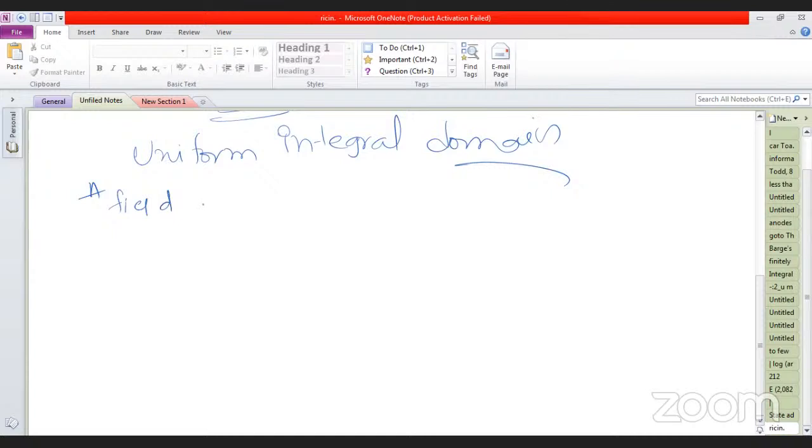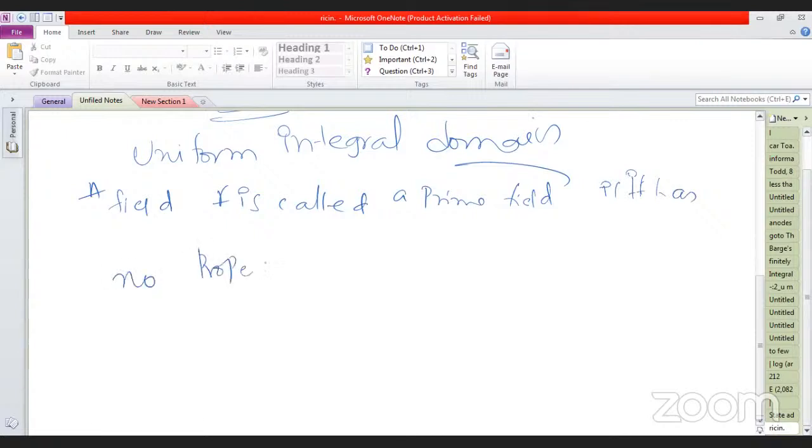A field F is called a prime field if it has no proper subfield. So this is another one. A field F is called a prime field.